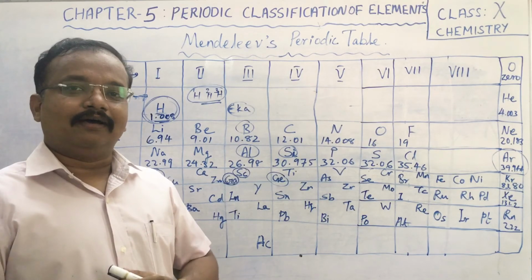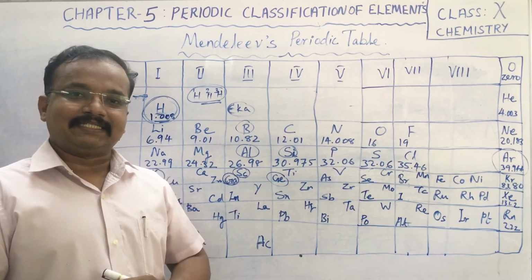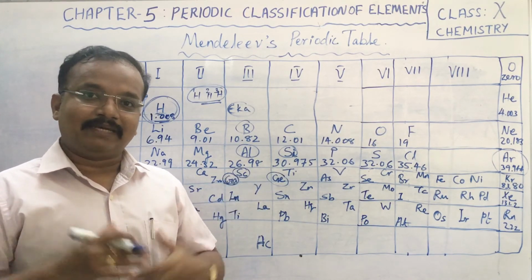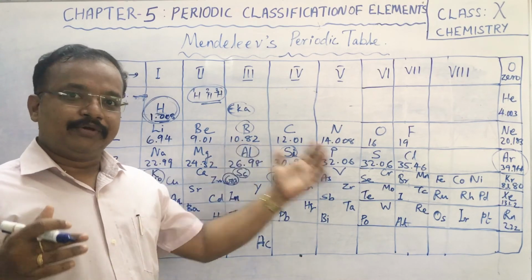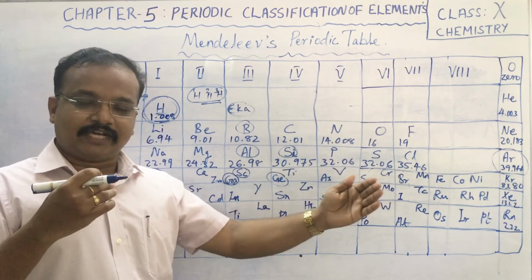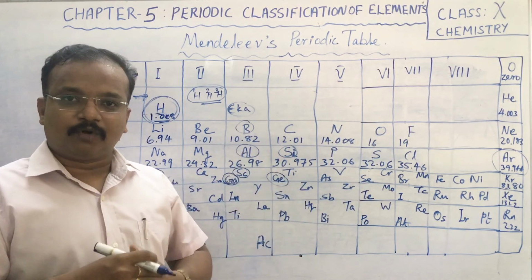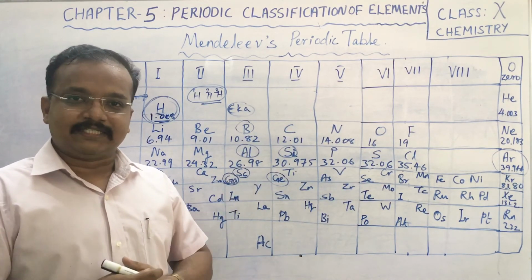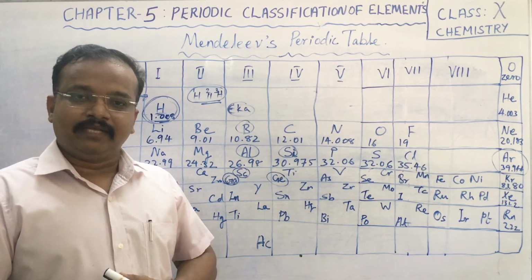Children, the last demerit we can say is the periodicity in properties. Mendeleev could not explain the periodicity of properties. Periodicity means that after a regular interval, similar physical and chemical properties repeat. That is called periodicity. That he could not explain in a proper way.